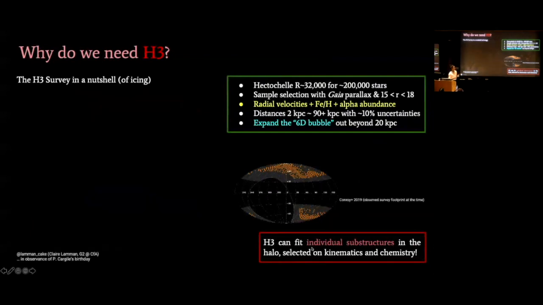So H3 comes in because we have Gaia, but Gaia doesn't have radial velocities for a lot of stars in the regions that we're interested in, namely 20 kiloparsecs and out. So H3 targets these Gaia stars using their parallaxes as prior information as a sample selection. And then we take stellar spectra to obtain radial velocities, metallicities, and alpha abundances of these star particles. The resulting catalog is that we now have a catalog of halo stars where we have 6-dimensional plus chemical information, which means we can actually begin to untangle the inner halo and fit individual substructures in our galaxy.